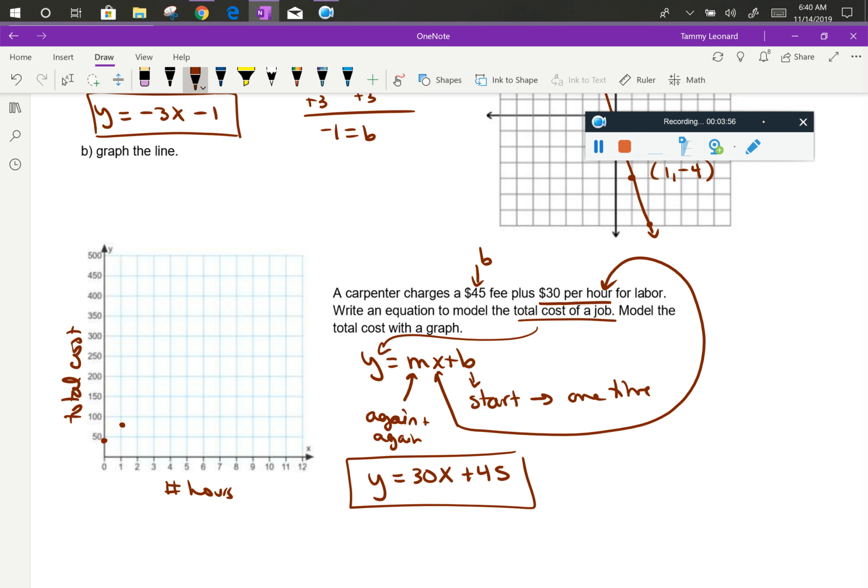After 2 hours, we'd be at $105. So we were at $45 for 0 hours, $75 for 1 hour, $105 for 2 hours, $135 for 3 hours. So we can basically see that the model looks like this. Our cost is increasing at a steady amount with each hour of labor.